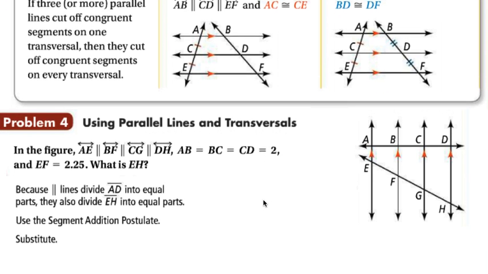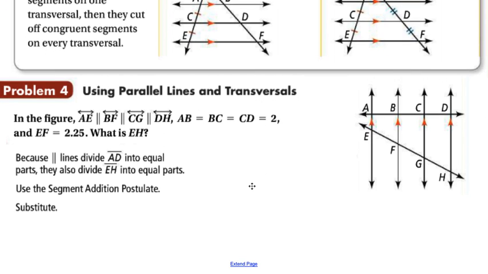So here's how you're going to use that in an actual problem. It says in the figure we have 4 parallel lines this time, and they tell us that each of the segments AB, BC, and CD are equal to 2 units. They also tell us that in the second transversal, segment EF is 2.25 units, and they want to know what's the length of EH. What is the length of that segment?